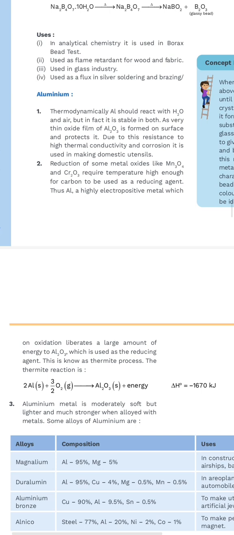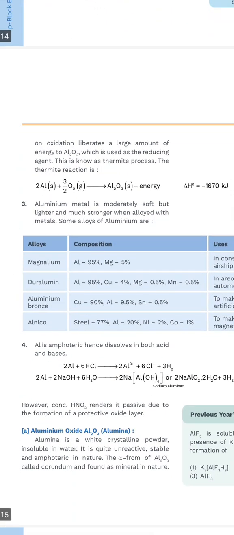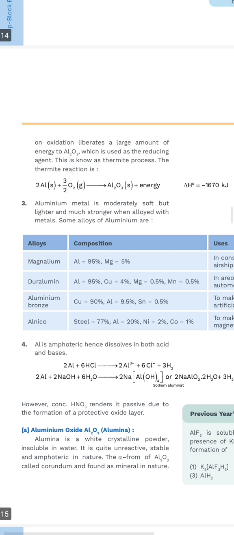Reduction of some metal oxides like manganese oxide and chromium oxide requires a temperature high enough for carbon to be used as a reducing agent. Thus aluminium, a highly electropositive metal, which on oxidation liberates a large amount of energy to form aluminium oxide, is used as a reducing agent. This is known as the thermite process. The thermite reaction is as follows.